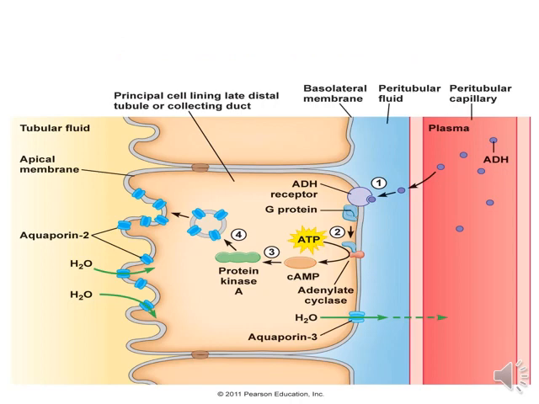Here we are just magnifying one cell from the collecting duct of the nephrons. We see that ADH is coming through the plasma because it's a hormone secreted by the posterior part of the hypophysis, and its receptor is located in the basolateral part of the collecting duct cells. This is a G protein receptor, and after activation, it will activate adenylyl cyclase, and ultimately it will create protein kinase A.